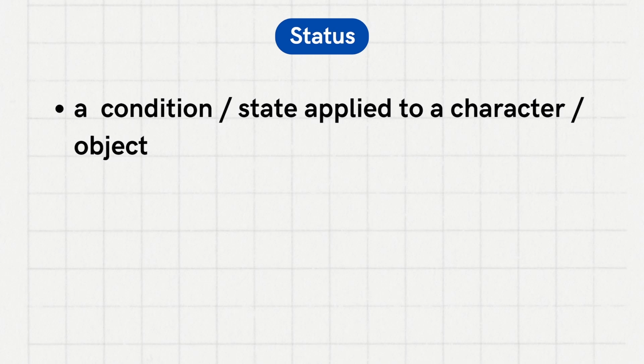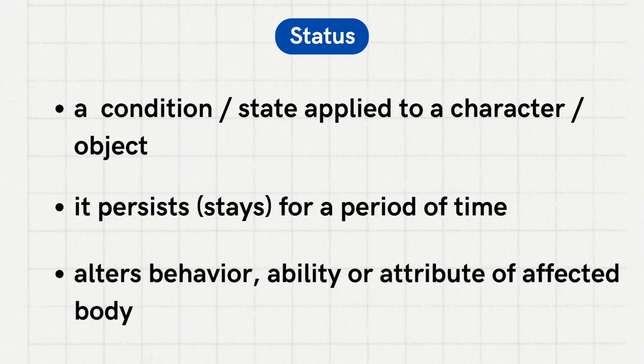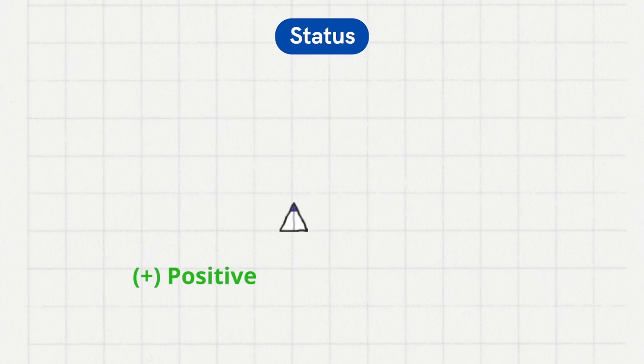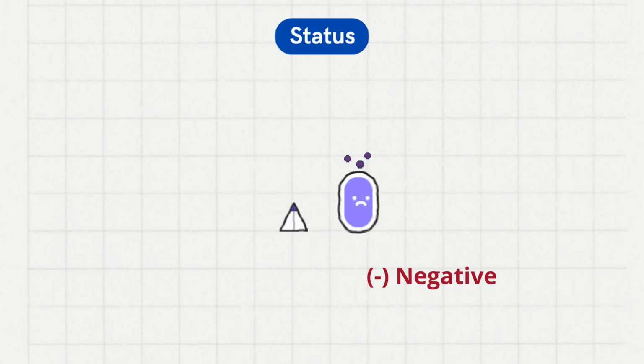Let's begin by reviewing the concept of status and effect in gameplay and how they are typically applied within the game. What is a status in gameplay? A status is a condition or state applied to a character or an object in the game. It typically persists for a period of time and alters the behavior, attributes, or abilities of the character. Statuses can have positive or negative effects. Examples of statuses are poisoned, stunned, or burning status.